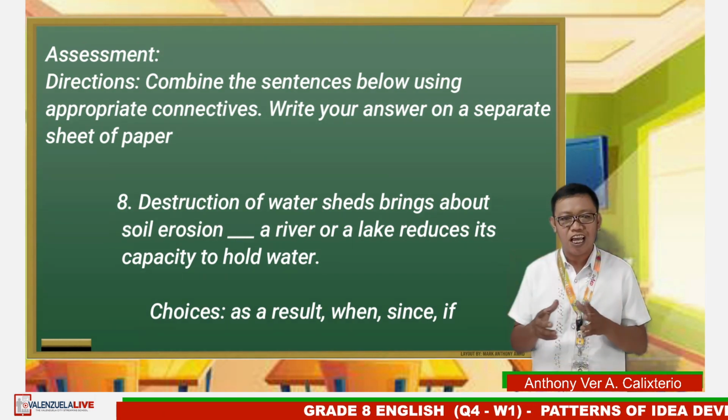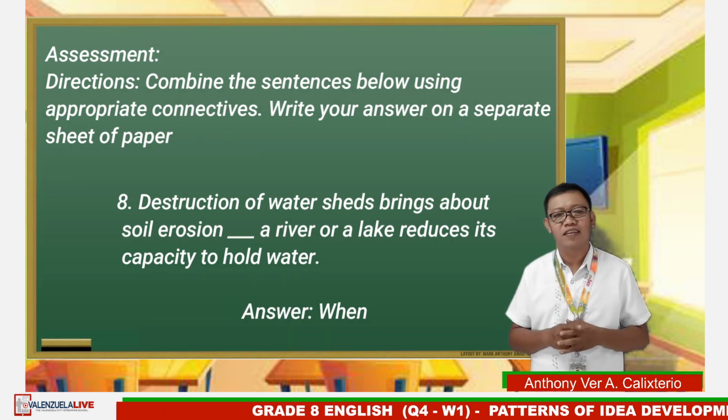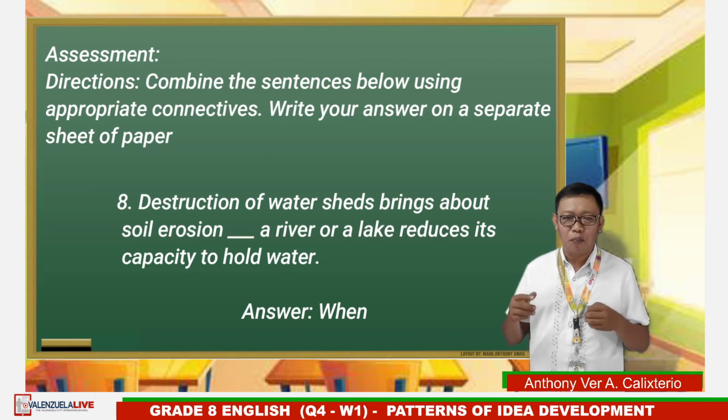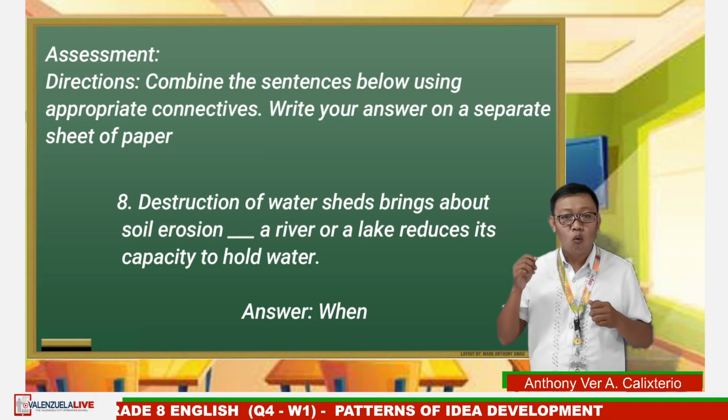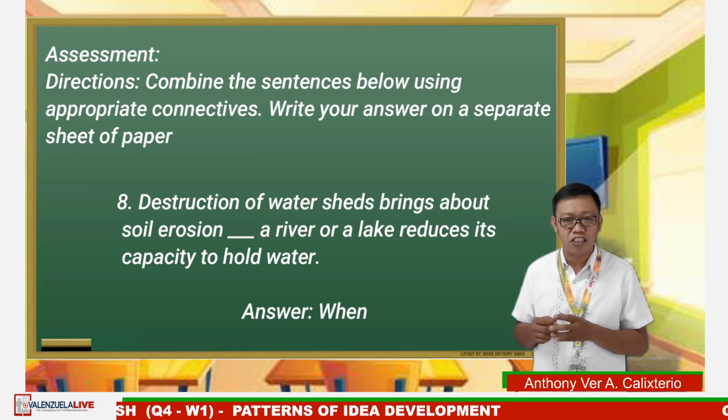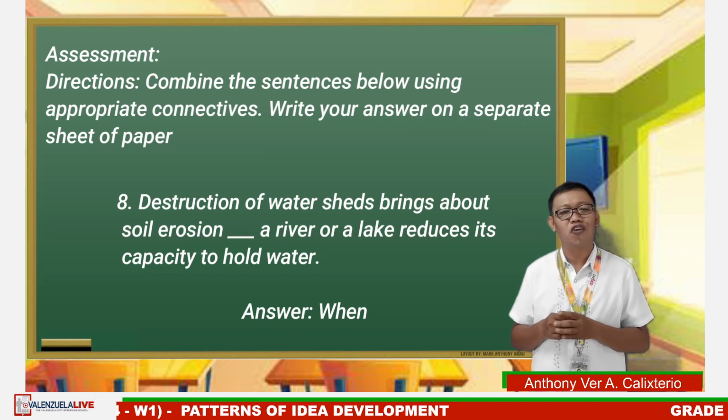The answer is the word when. May I read? Destruction of watersheds brings about soil erosion when a river or a lake reduces its capacity to hold water.